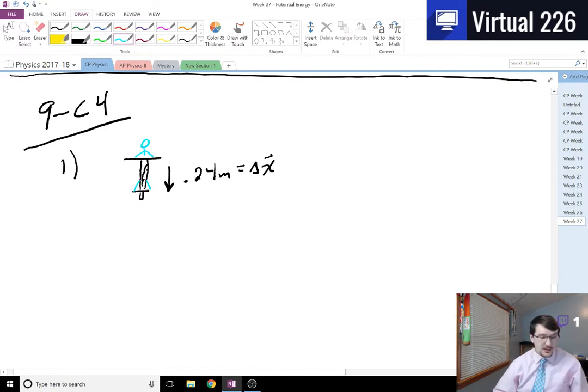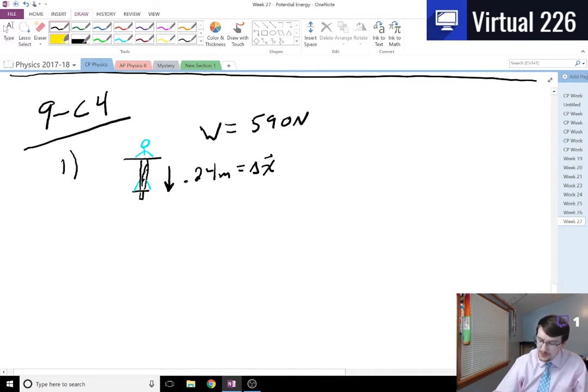Our kid here has a weight of 590 newtons. Okay, so that's the force pushing down on this pogo stick. Remember, that's a weight, that's a force. And we know it displaces by 0.24 meters.